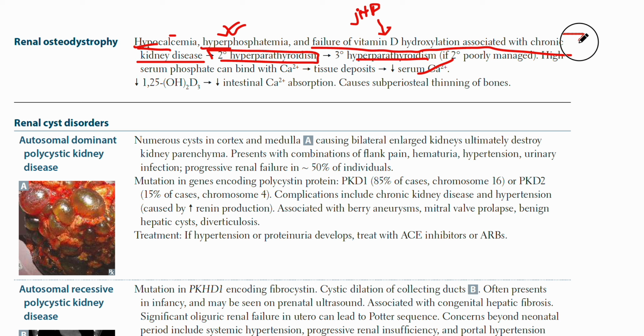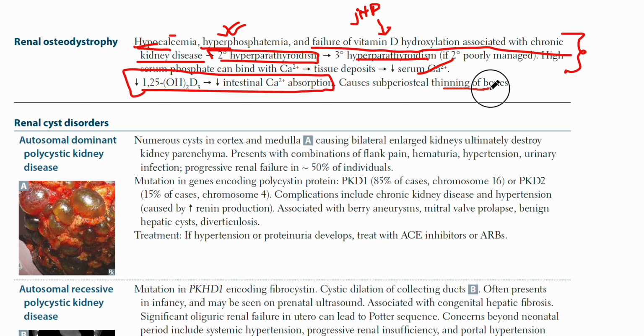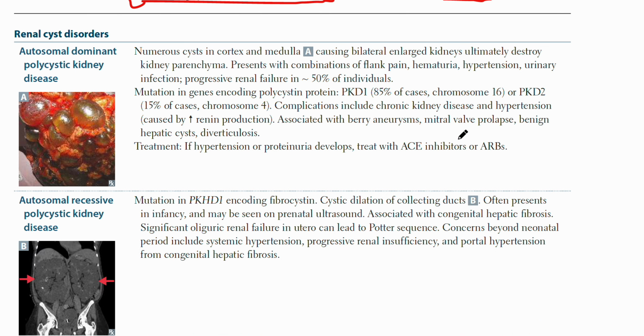Another reason is that increased level of phosphate competitively inhibits calcium reabsorption from the kidney. So decreased intestinal calcium absorption is also there because there is vitamin D deficiency. That will also cause hypocalcemia and causes subperiosteal thinning of bones, right? That is it. Renal cyst disorders.